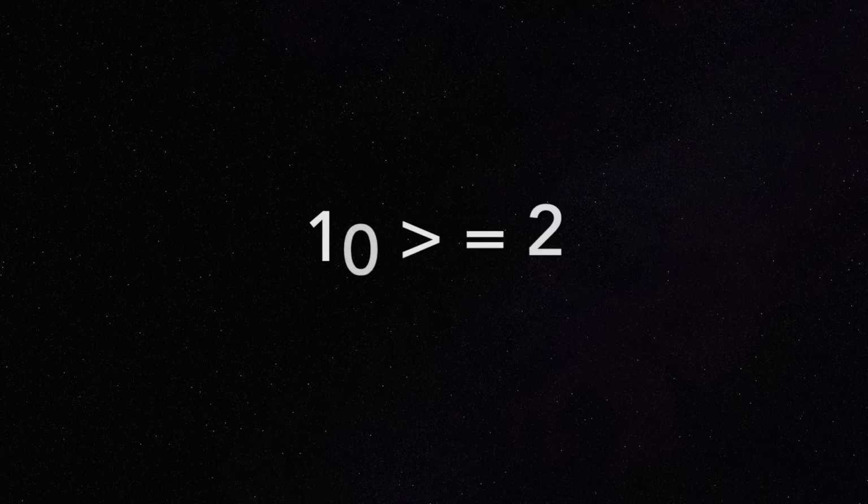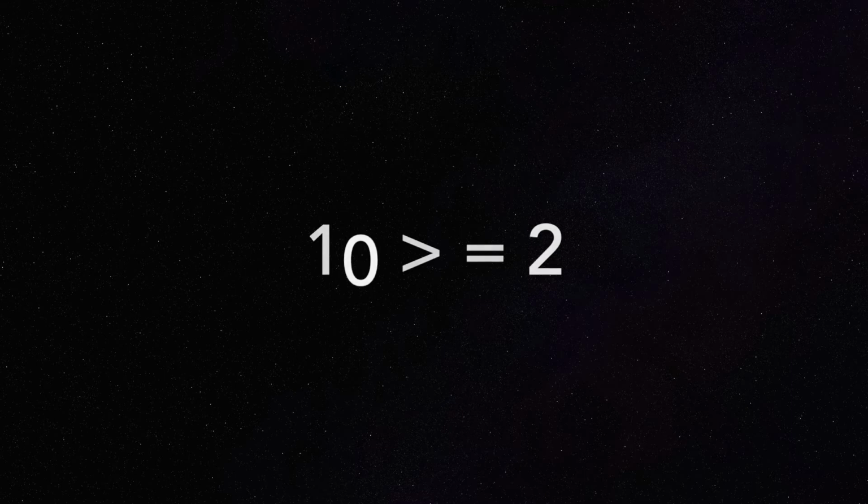We can even check to see if a value is greater than or equal. Suppose we have the value 10, and we want to check it against the number 2. It would look like this: 10 is greater than or equal to 2. And it will return a true because the number on the left side is greater than 2.